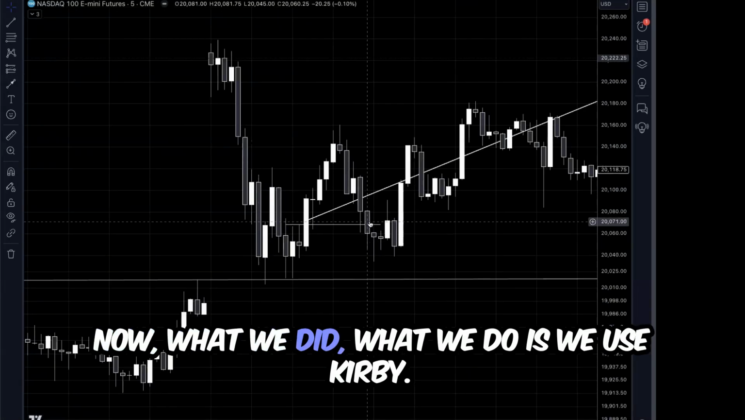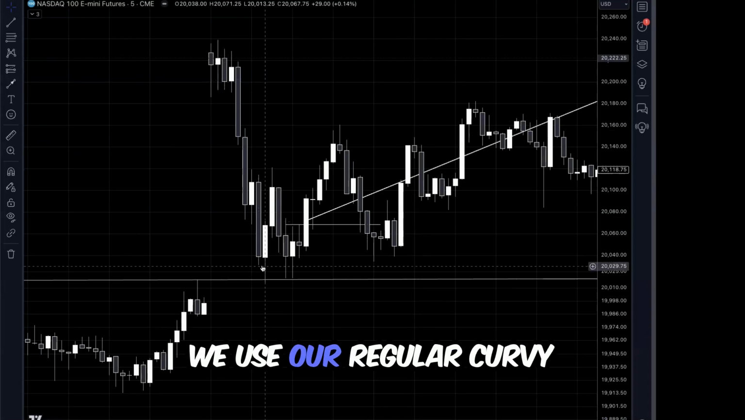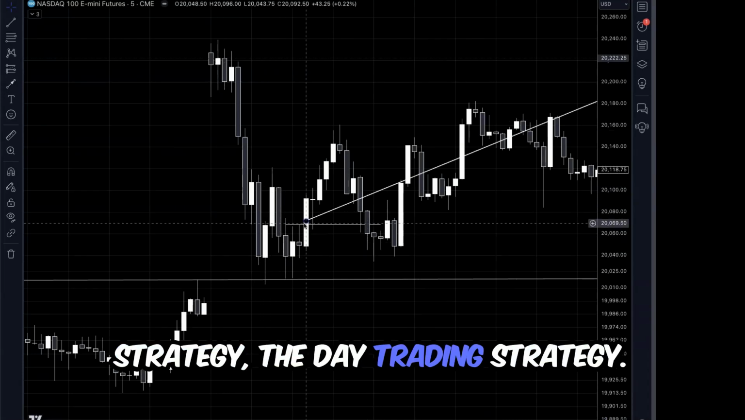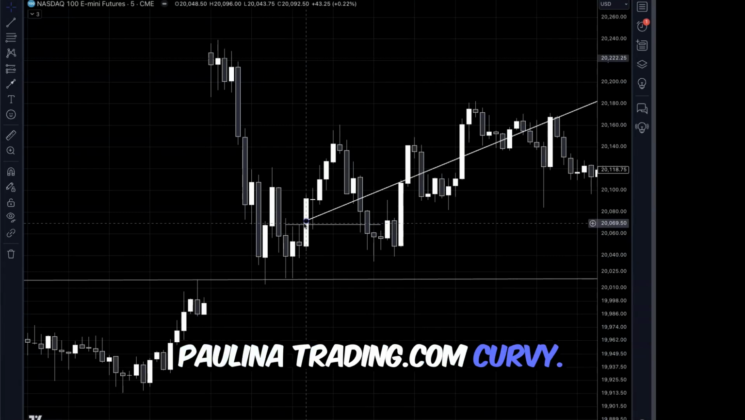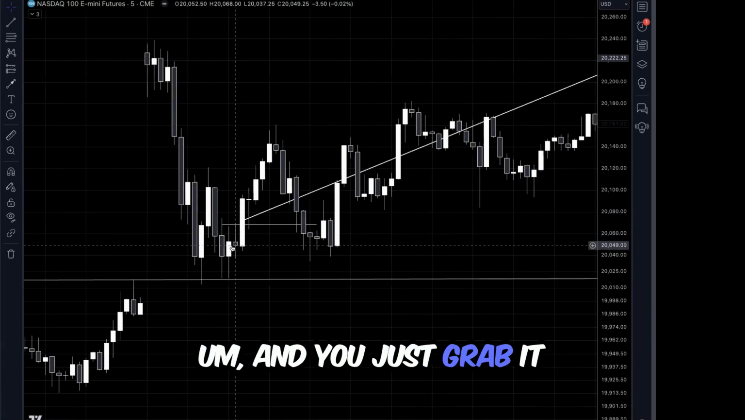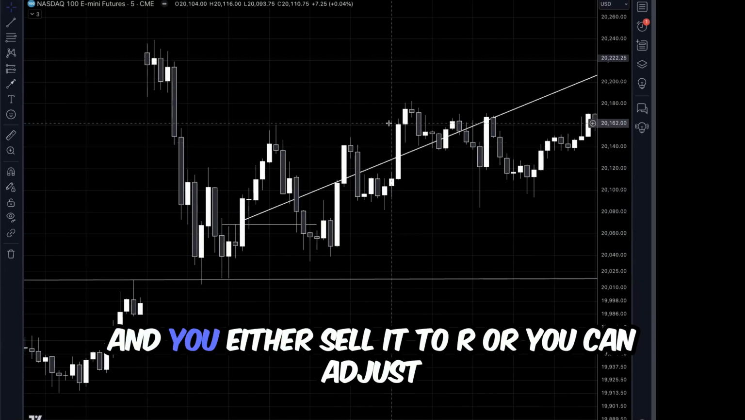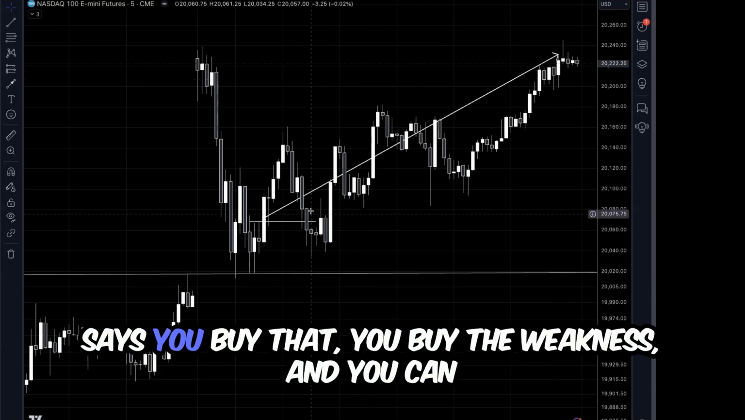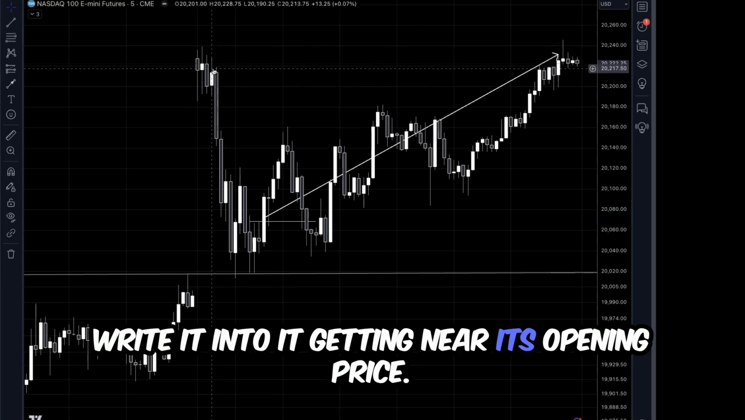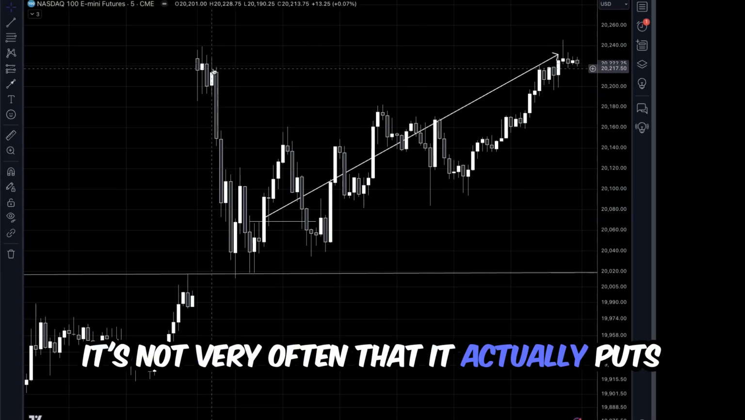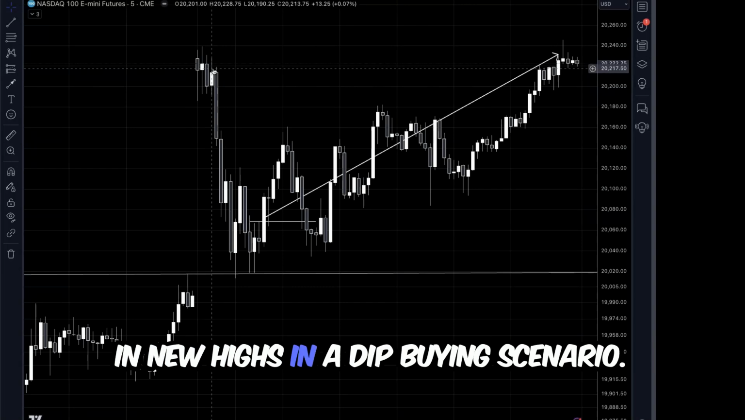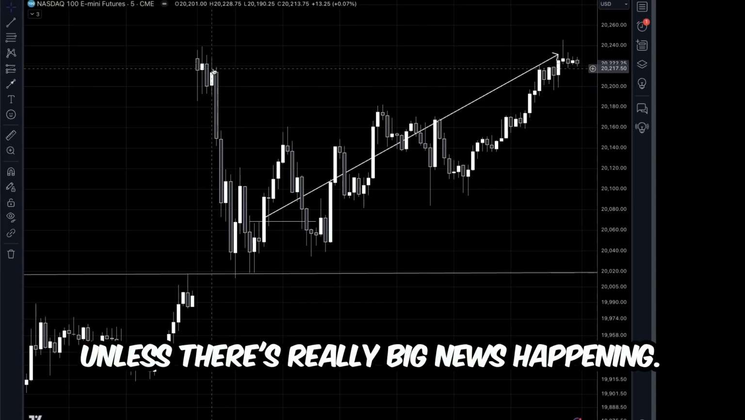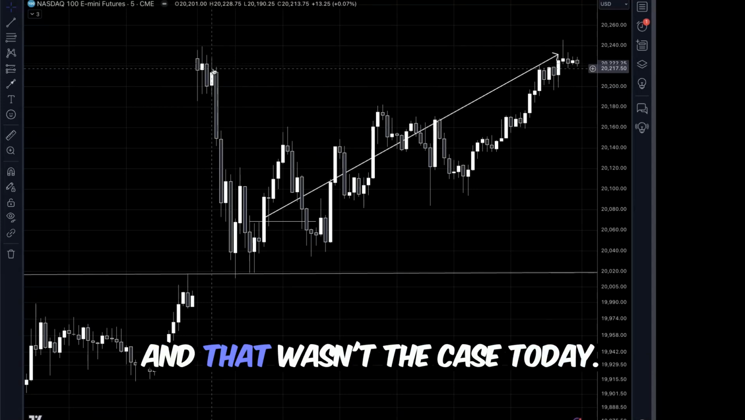Now, what we do is we use Curvy. We use our regular Curvy strategy, the day trading strategy, pollinatetrading.com/curvy. And you just grab it right where it's supposed to be. And you either sell it at 2R or you can adjust it for different conditions. With the bull quiet market regime, you buy the weakness and you can ride it into it getting near its opening price. It's not very often that it actually puts in new highs in a dip buying scenario unless there's really big news happening. And that wasn't the case today.